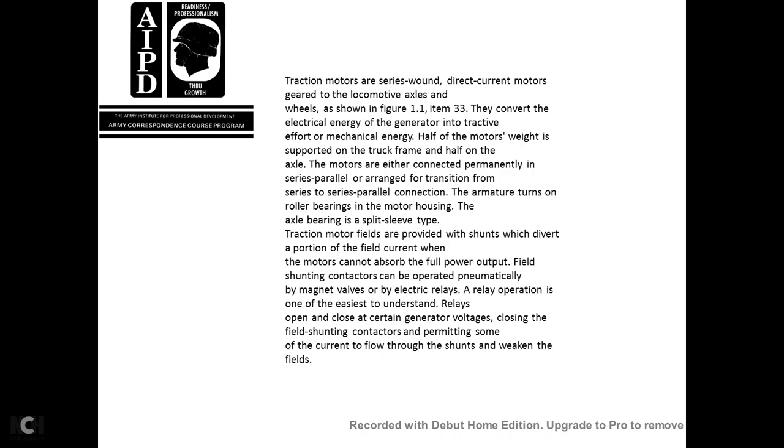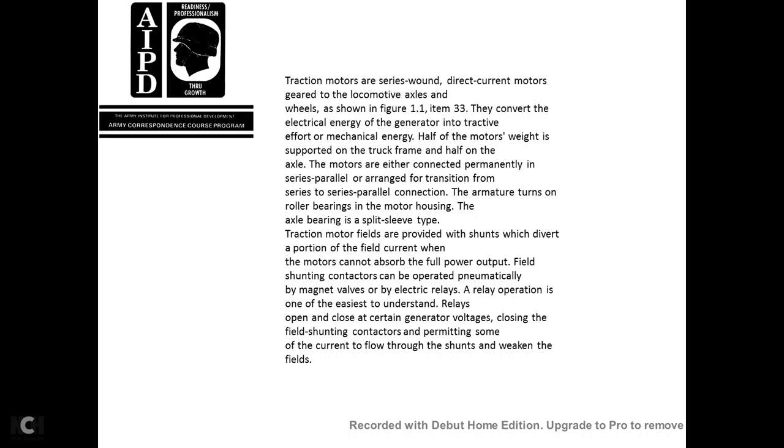Traction motors are series wound direct current motors geared to the locomotive axles and wheels, shown in Figure 1.1, Item 33. They convert the electrical energy from the generator into tractive effort, or mechanical energy. Half of the motor's weight is supported by the truck frame, and half by the axle. The motors are connected permanently in series-parallel, arranged with a transition from series to series-parallel connection. The armature turns on roller bearings in the motor housing, and the axle bearing is of the split sleeve type.